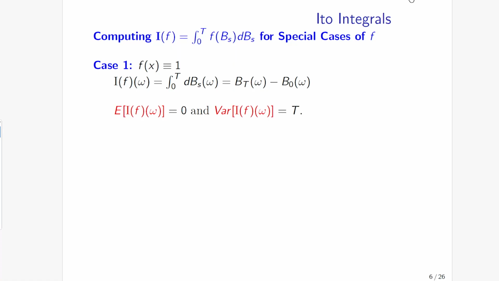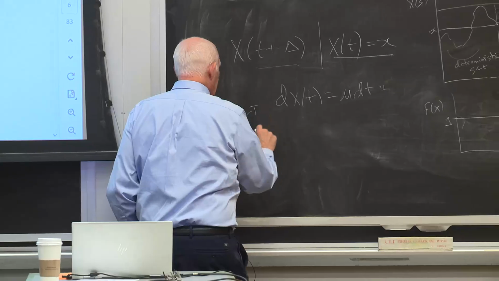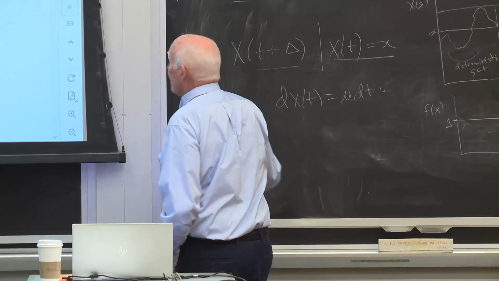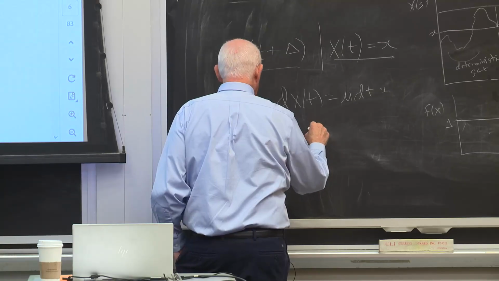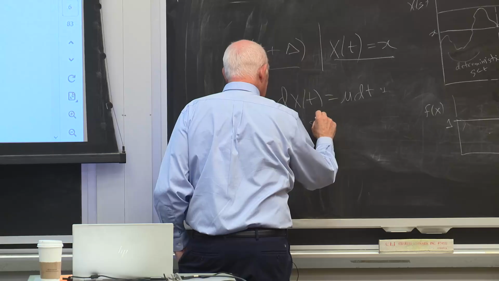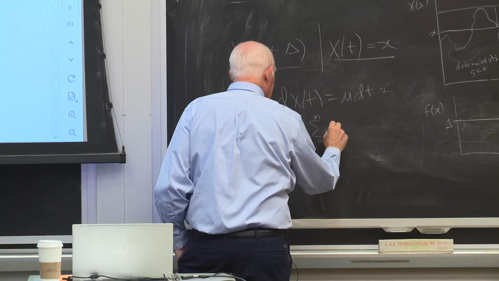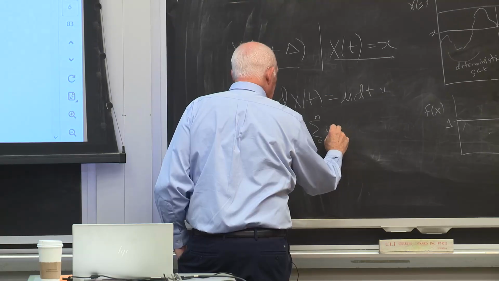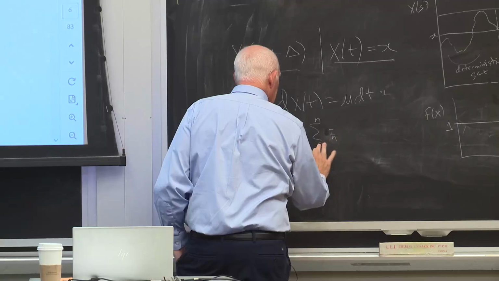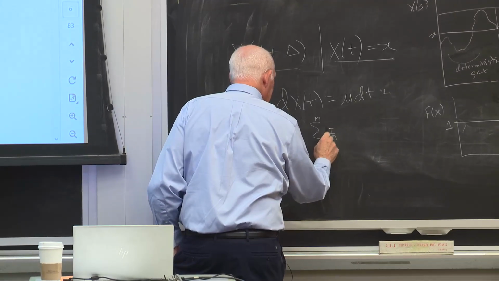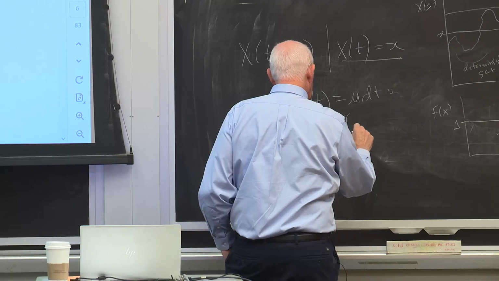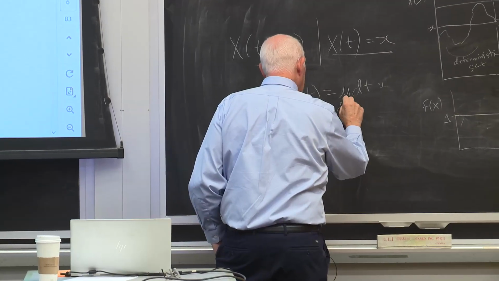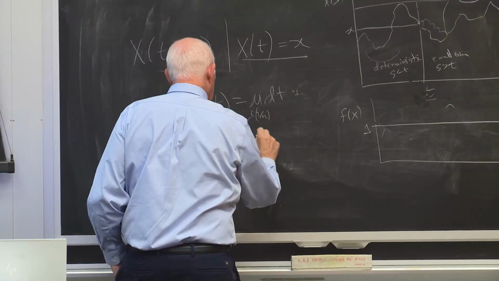I guess it's not in the notes, but if we were to consider the integral from 0 to T of dB_s of omega, we could think of this as the sum from i equals 1 to n of the integral from (i minus 1) T over n to i times T over n of dB_s.